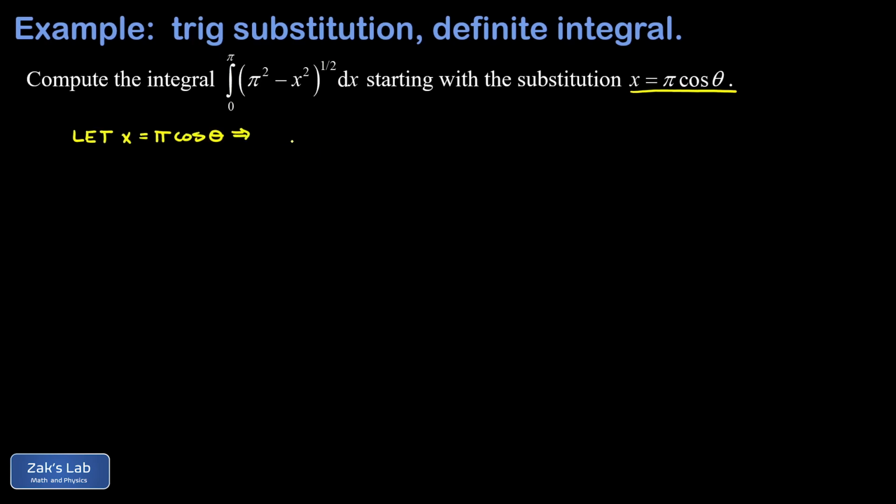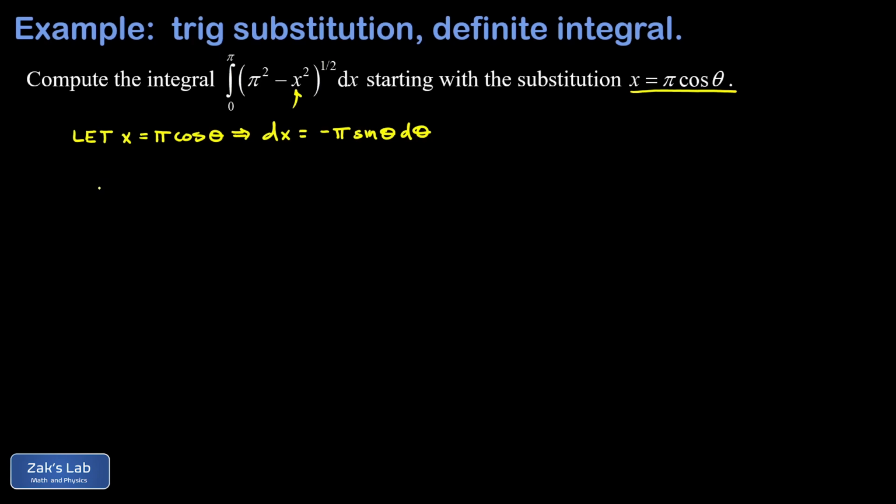And then we have to transform the differential, which means I need the derivative of pi cosine theta times d theta to get dx. The derivative of pi cosine theta is negative pi sine theta d theta. So there's the minus sign that I was talking about. And the whole point of this substitution is that when we replace x with pi cosine theta, we get pi squared cosine squared theta in those parentheses. We'll be able to factor out a pi squared and use a trig identity.